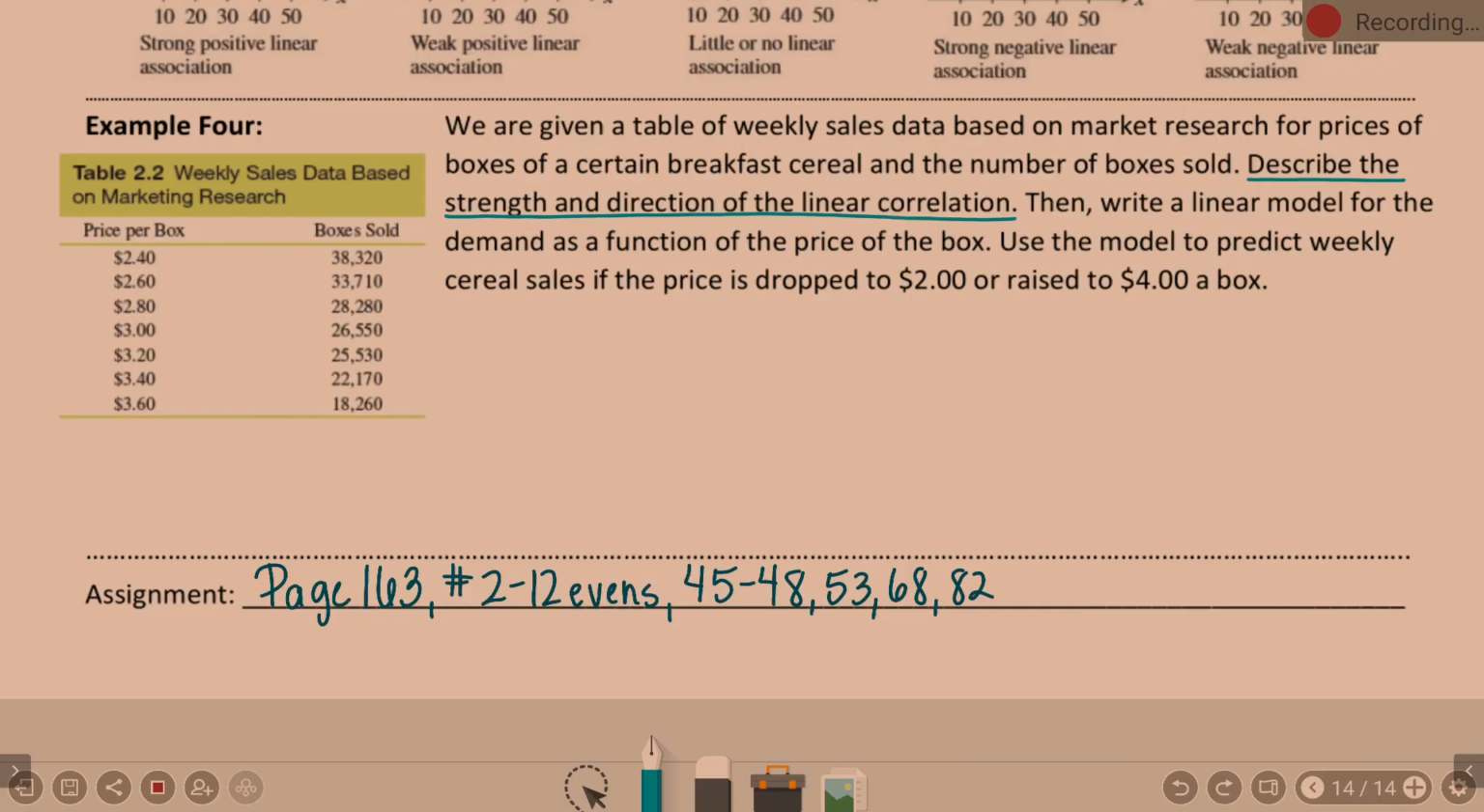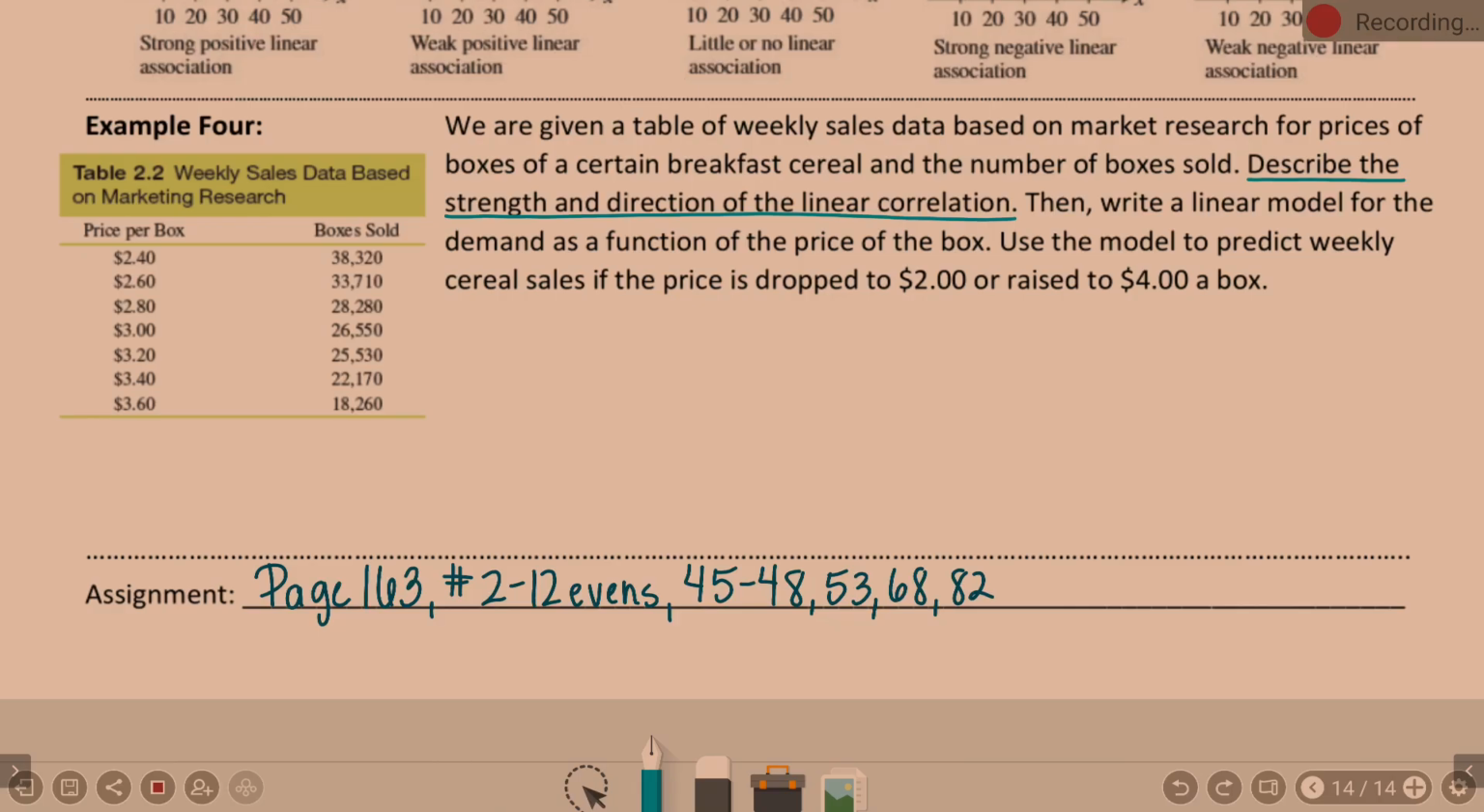So, first thing, describe the strength and direction of the linear correlation. Well, can you kind of guess, before we start putting some stuff in on the calculator, if it's going to be a positive or negative correlation? Negative. Do you remember talking about that? Negative. Why? Because the boxes sold are going down, but the price is going up. Okay. So inflation, basically.